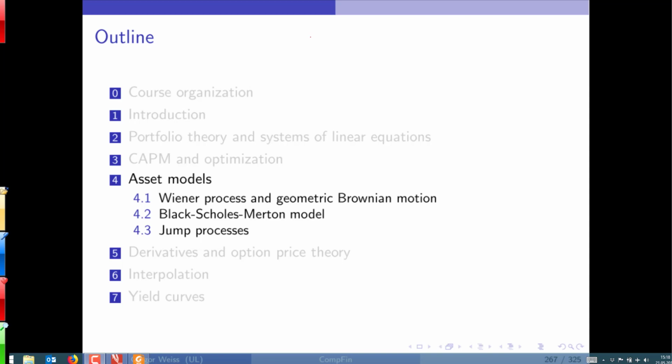And as you can see from the subheadings here and the subchapters, we'll start with a short discussion on the Wiener process and the closely related geometric Brownian motion. We'll then turn to the Black-Scholes-Merton model. I'll explain to you why it's not just the Black-Scholes model, but the Black-Scholes-Merton model. Usually one only says Black-Scholes. And later on we'll talk about jump processes, and we'll start with the jump processes and continue that next week.